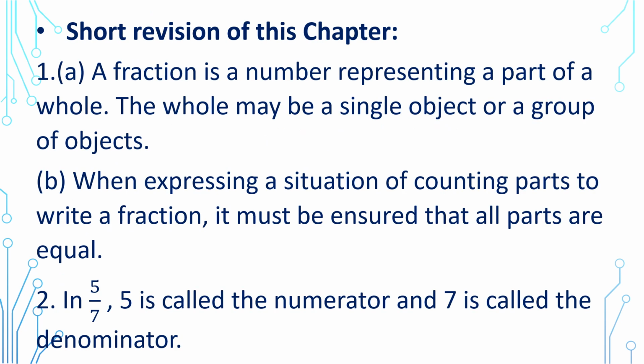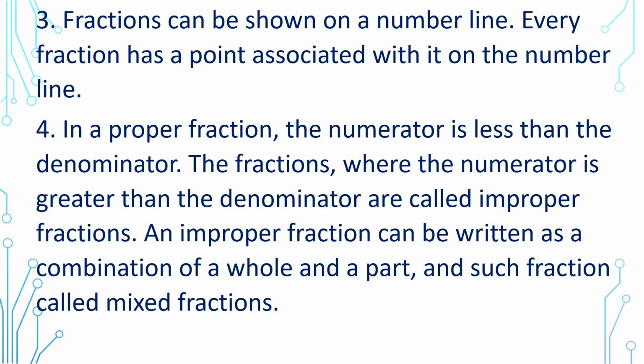So student, at the end of this session, let's revise the chapter. A fraction is a number representing a part of a whole. The whole may be a single object or a group of objects. When counting parts to write a fraction, it must be ensured that all parts are equal. In 5 by 7, 5 is called the numerator and 7 is called the denominator.